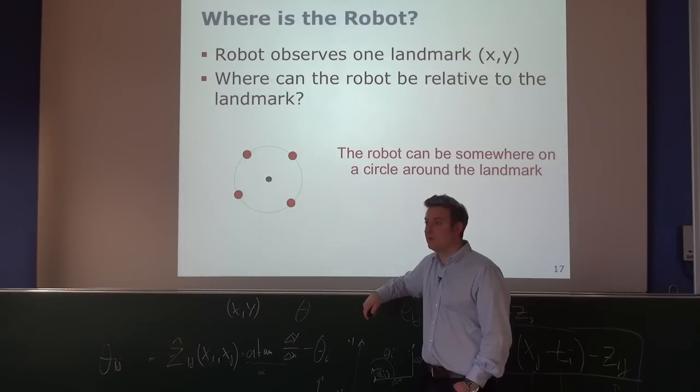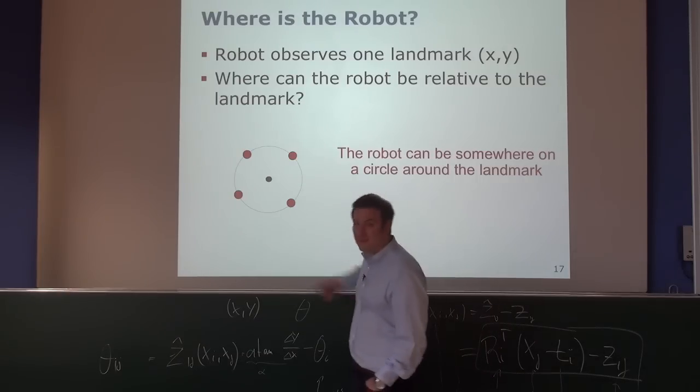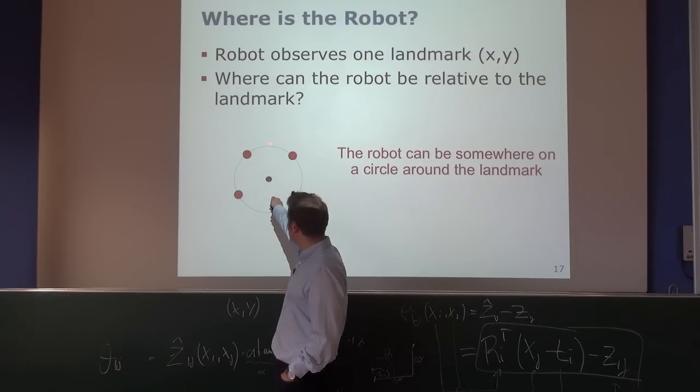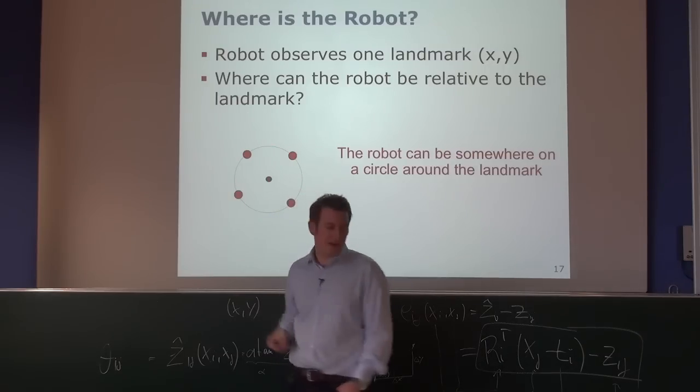A point on a circle. How many parameters do you need to describe where the point lies on a circle? One. Yeah, one, exactly. So this is a 1D solution space. For example, parameterized with an orientation from some point. Then you know where it sits.